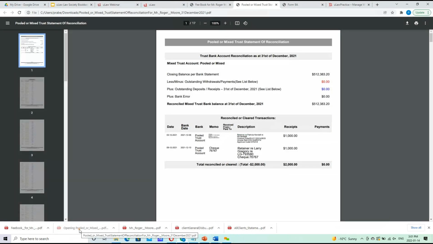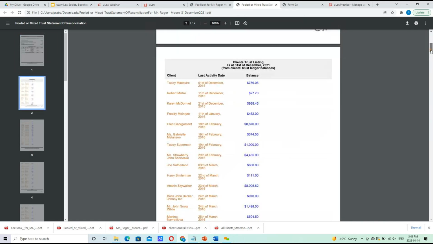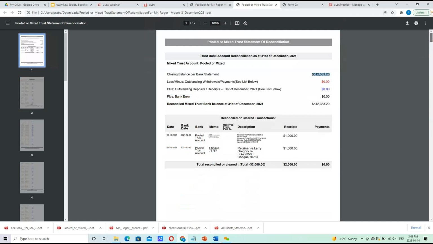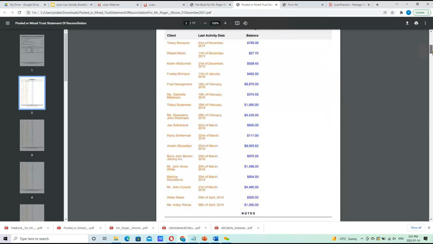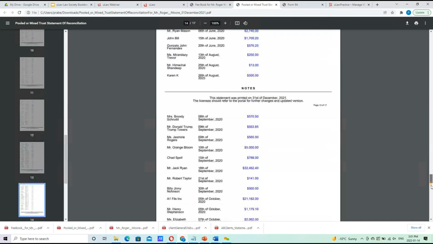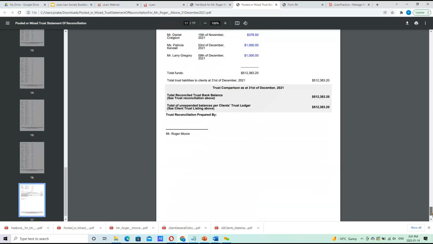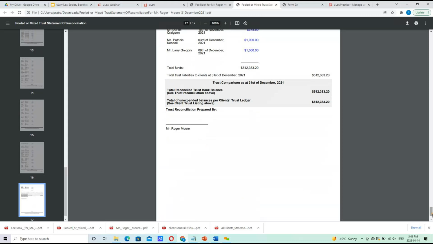And the last document for the day, the trust reconciliation document. You can see the bank balance. There were no errors or payments or deposits that were outstanding. But step 3, which is critical, is the client's trust listing document. So how come there's $512,000 in your trust account? Is because of all these little droplets of money that's still in balance, right from Toby McGuire's $789 all the way towards Larry Gregory's $1,000 that we just accounted for. Okay?